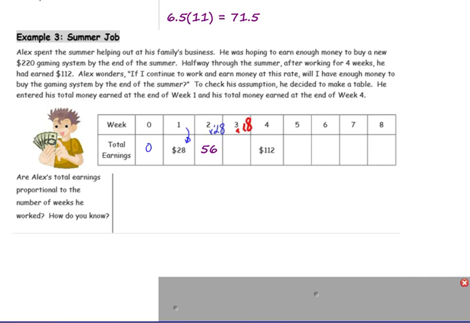Now check your answers. 3 weeks is $84. 5 weeks is $140. 6 weeks is $168. 7 weeks is $196. 8 weeks is $224. Are Alex's total earnings proportional to the number of weeks he worked? And how do you know? They are proportional because he is earning the same amount of pay each week, $28.